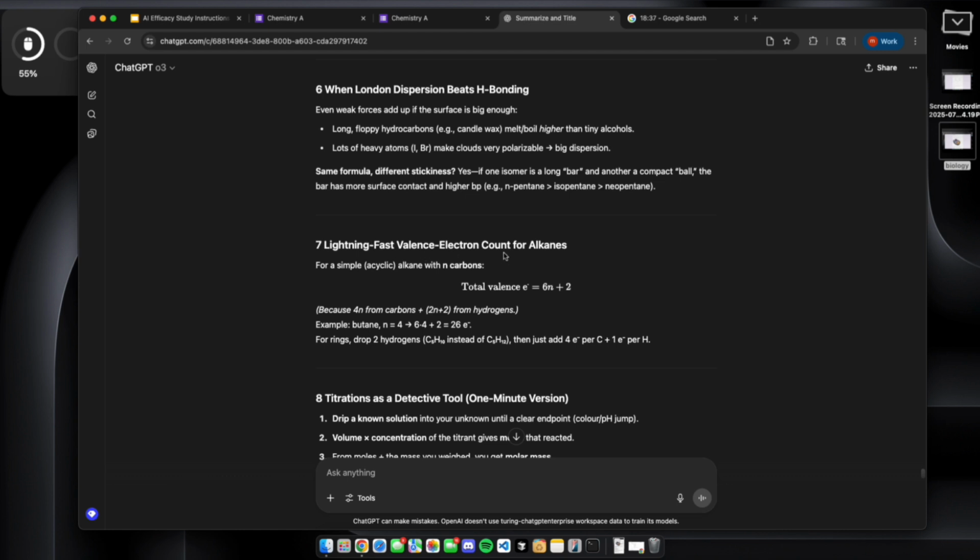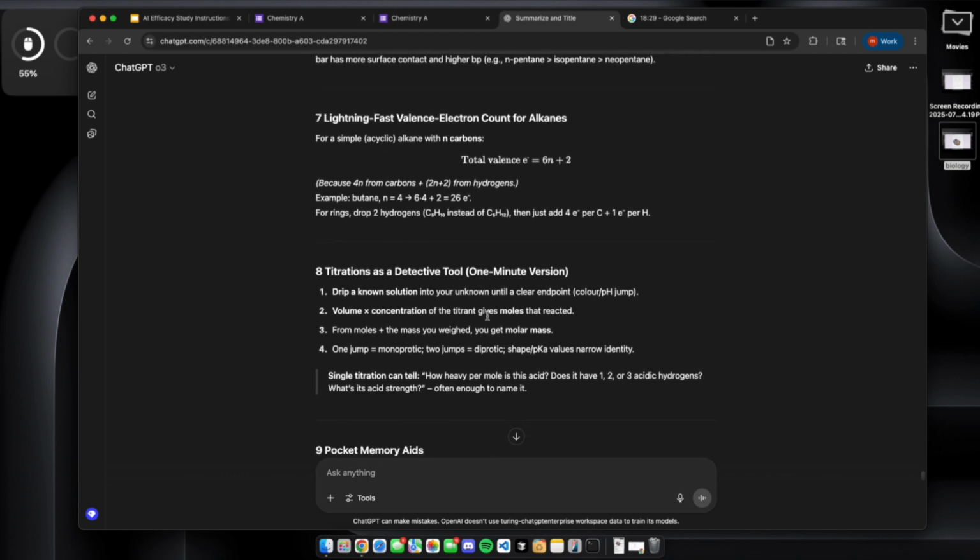Lightning fast valence electron count for alkynes: 4 from carbons, 2n plus 2 from hydrogens.